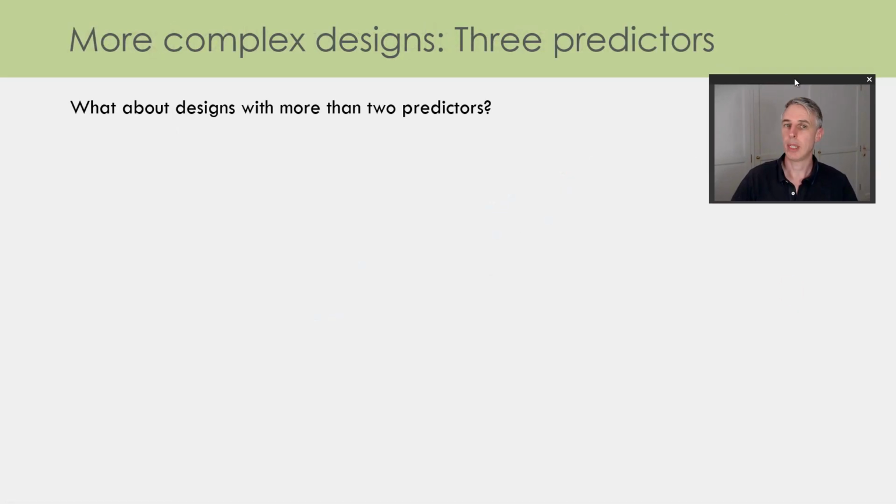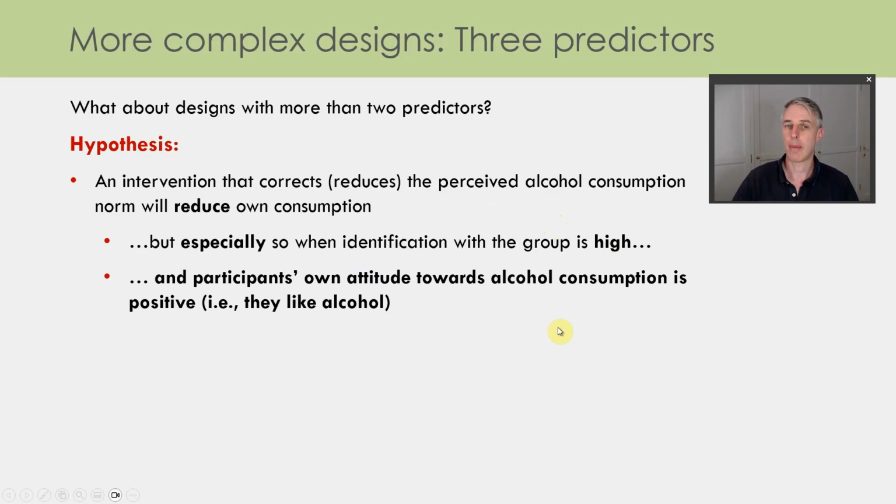So finally, let's consider an even more complex design, designs that have more than two predictors. So let's go back to our researcher who's interested in predicting and perhaps even shaping people's alcohol consumption intentions. So perhaps they add a little bit more nuance and complexity to their model and predictions. So what they're suggesting now, or interested in testing, is that the intervention that corrects, in other words, pulls down perceived alcohol consumption norms will reduce people's own consumption intentions, especially when they identify strongly with the group.